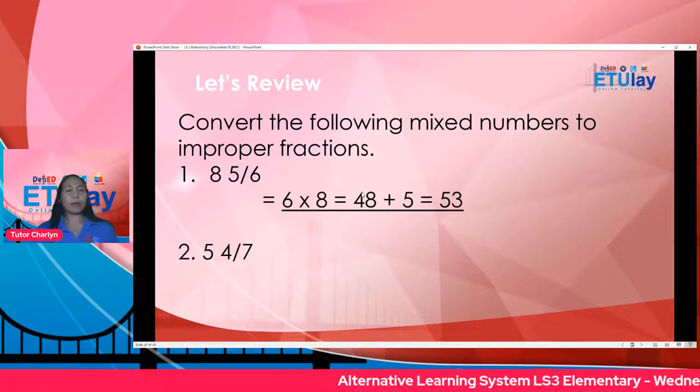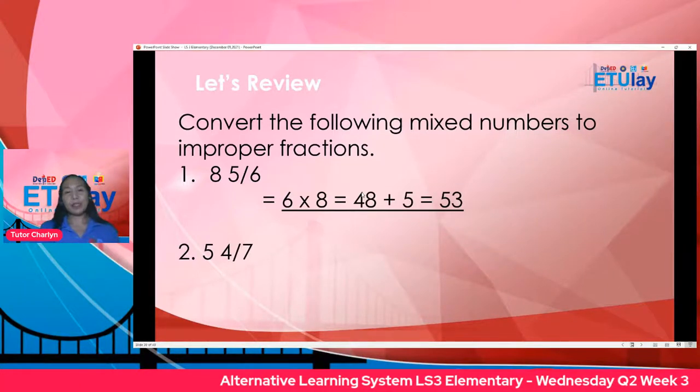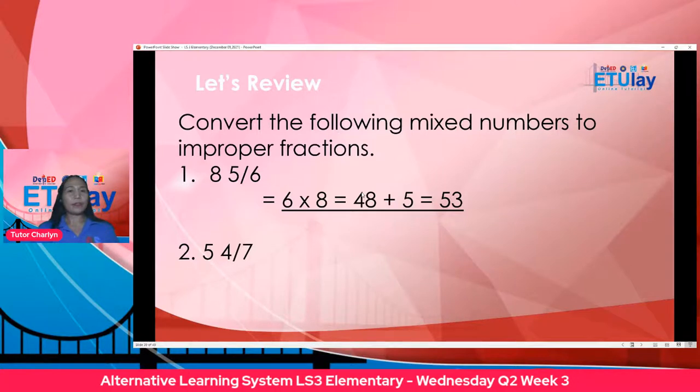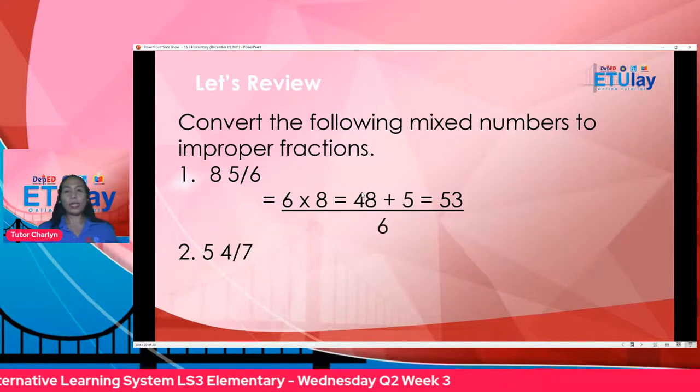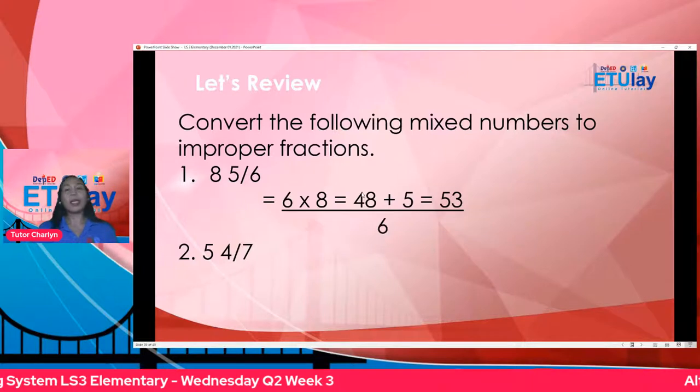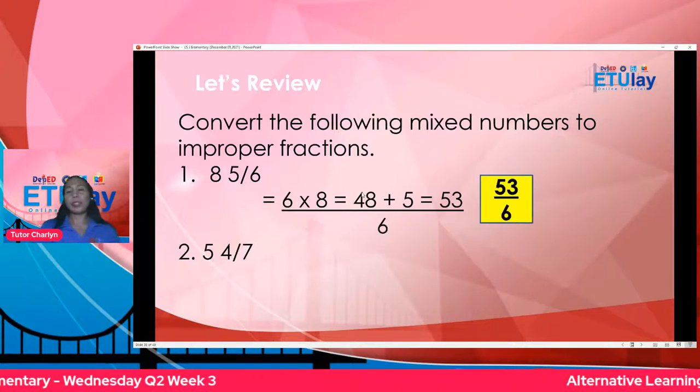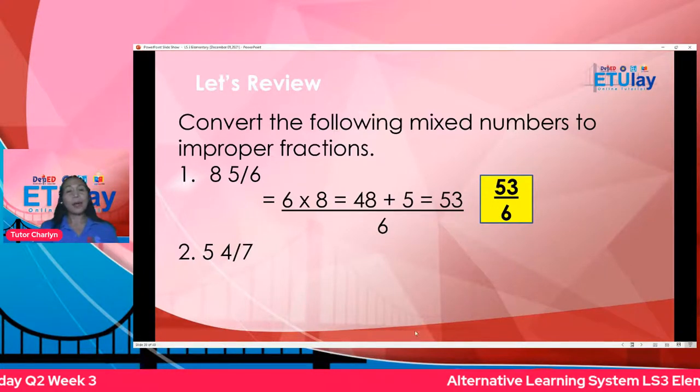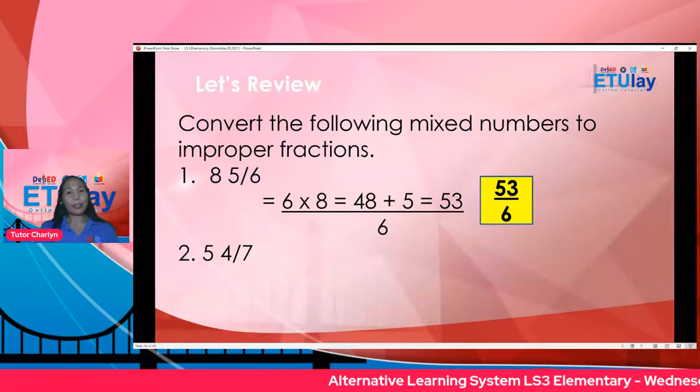6 times 8 equals 48 plus 5. We got 53. So, denominator, we have 6. Then we got 53 over 6. How about number 2?